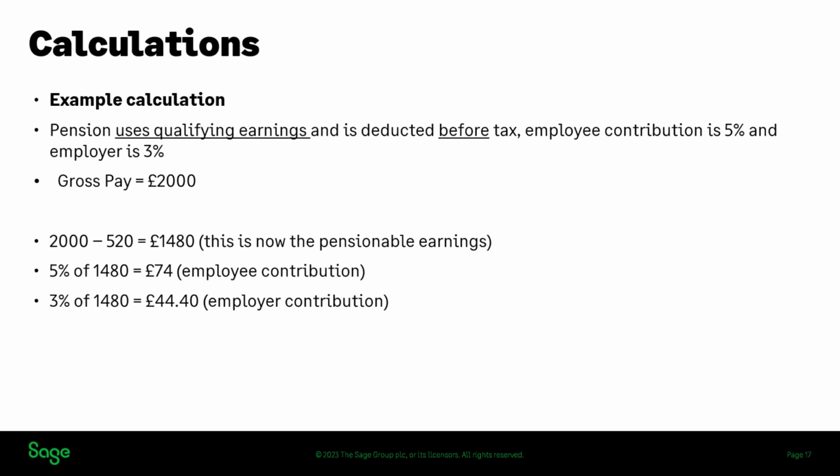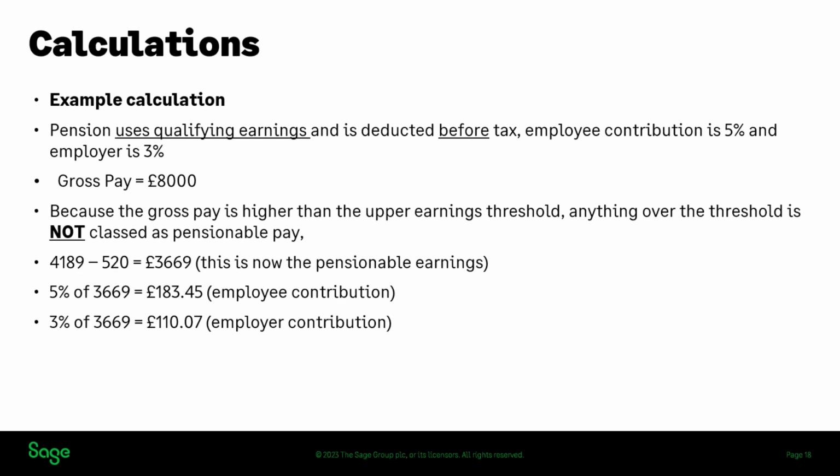Same principles apply, you just reduce the gross pay by that lower threshold, which gives you the amount over the threshold, which in this case is £1,480. That's your pensionable earnings now. So you can calculate your pension contributions off that new amount. So it's 5% of 1,480 and 3% of 1,480, which then gives you your contribution amounts.